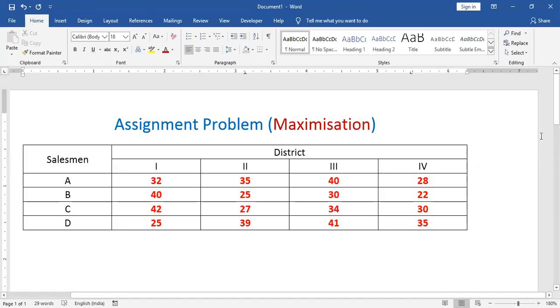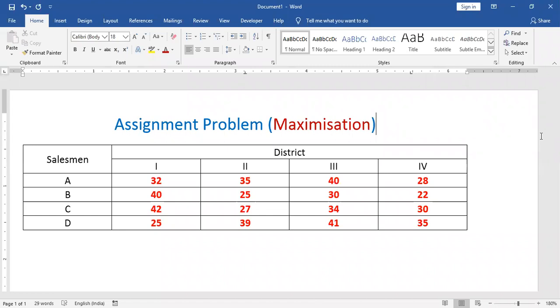Welcome back, you all. Today we will discuss the assignment problem again, but this is a case of maximization. In the table, there are four salesmen A, B, C, D, and four districts 1, 2, 3, 4. In the given matrix, it is given that sales, for example, if salesman A is appointed in district 1, he will give 32,000 sale per month.